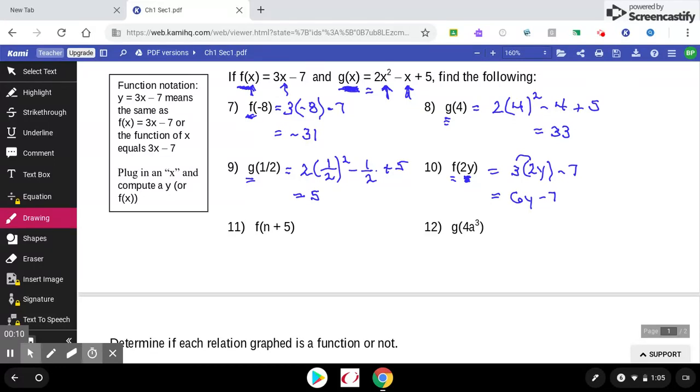If you are trying to find f of a number like number 7, it's as simple as plugging that number in for x in the original problem. So number 11 is going to be a little trickier. But again, let's establish this.